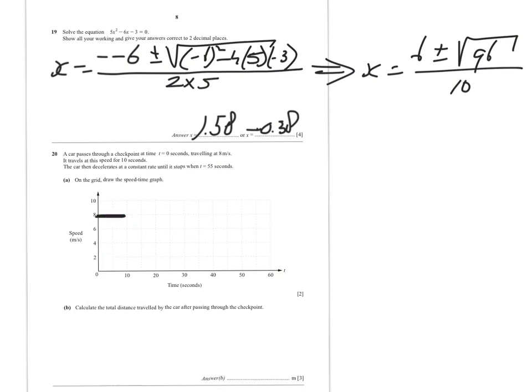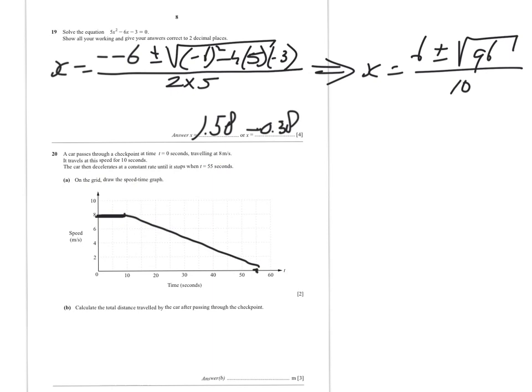No, constant speed. The car then decelerates at a constant rate and stops when t is 55. So put a point there, t55. Now I really have to try it with a ruler, and it's probably going to look absolutely horrible. It is absolutely horrible. But you should finish exactly at that point, okay? With a nice, beautiful, straight line like that, okay? So I do apologize, but I'm doing it on a tablet.